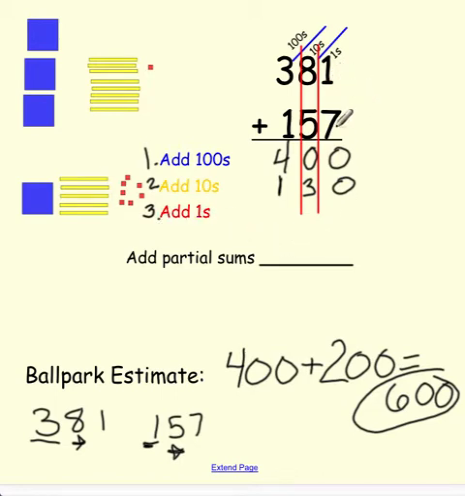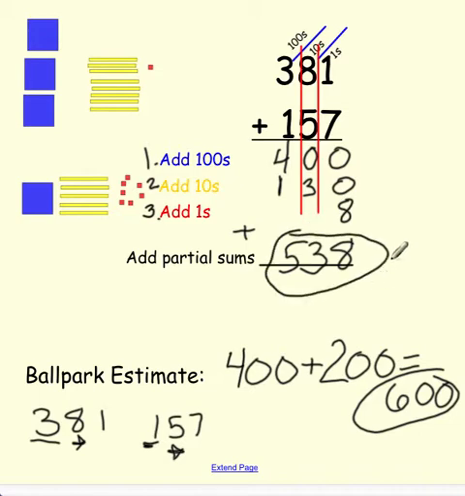Now I need to add my ones. I have 1 plus 7. Here's the 1. Here's 7 more. 1 plus 7 is 8. Remember, it's ones, so I need to make sure my number is in the ones column. Finally, my last step says to add all of these sums or parts together. 0, 0, and 8 is 8. 0 plus 3 is 3. 4 plus 1 is 5. My final answer is 538.